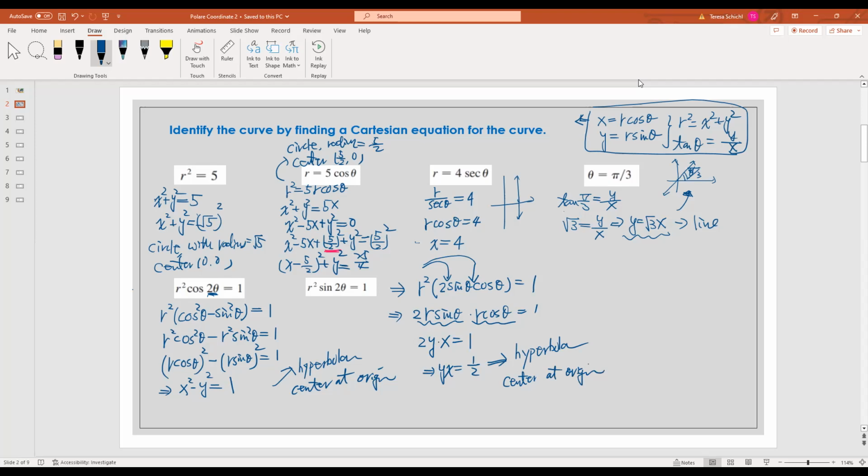Okay, so this is the first method here. If I can manipulate the polar equation and change it to some equation we are familiar with in Cartesian format, then we can identify what type of curve is generated by certain polar equations. All right, okay, so let's take a look at the next method here.